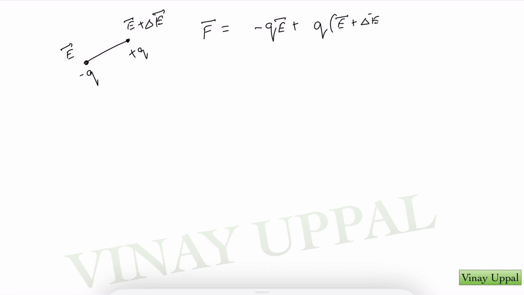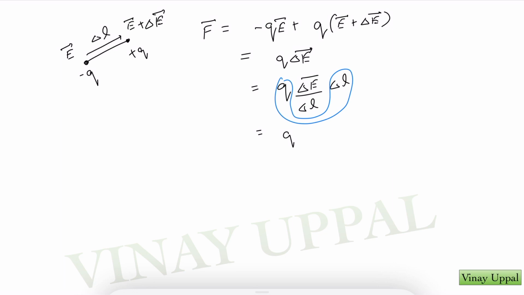In the other method, if I have a dipole, I break it down into two charges, minus q and let's say plus q, and let's say the electric field at minus q is E vector and electric field at plus q is E plus delta E. So the net force would be minus qE plus q times E plus delta E, and therefore this will become q delta E. Now if this is delta L, the distance from minus q to plus q, I can just multiply and divide by delta L. And what is q delta L? q times delta L is nothing but the dipole moment. Let me just write that as p times delta E by delta L.